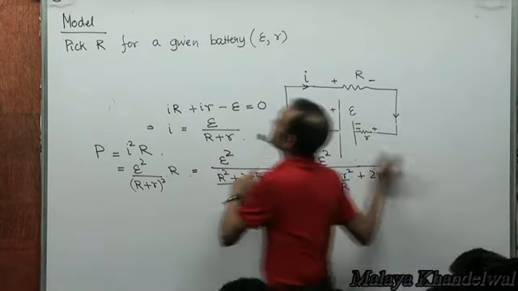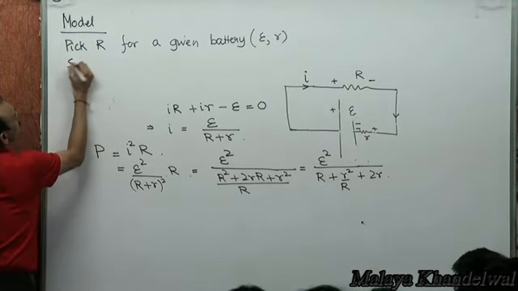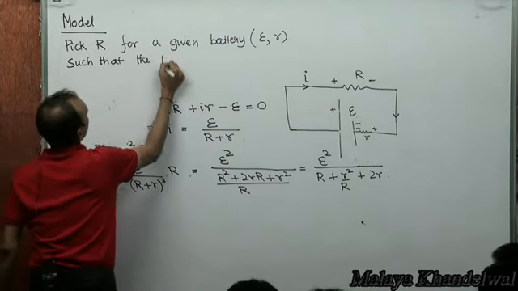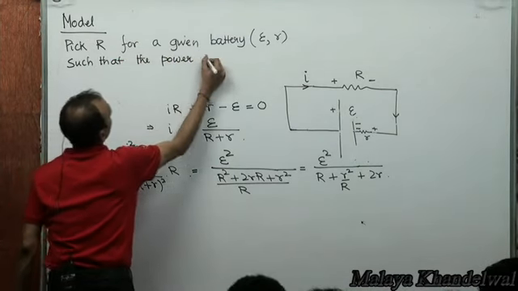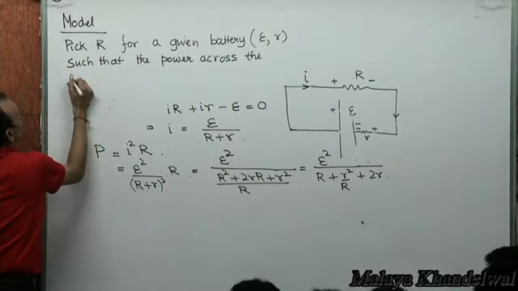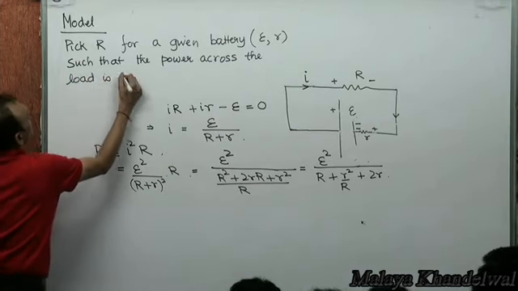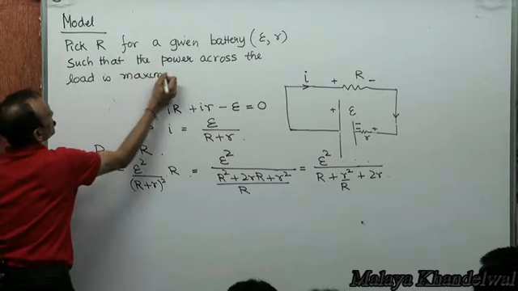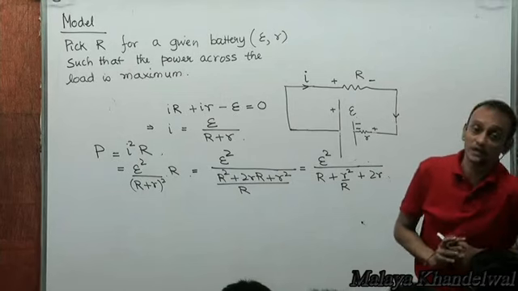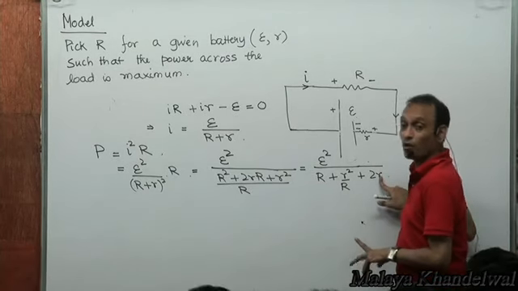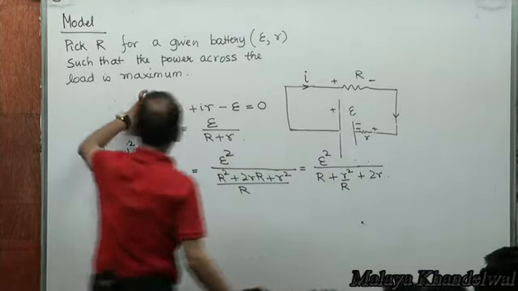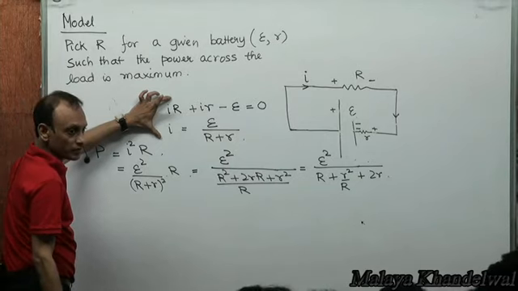I now want to select a value of capital R that will maximize. Pick R for a given battery such that the power across the load is maximum. This is how I want to select my capital R. And I have no handle over small r. Now, look, can I remove this part?